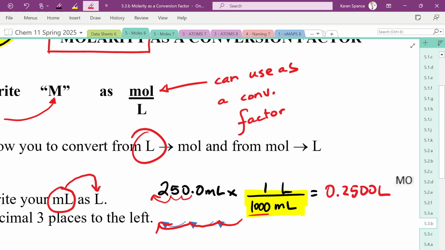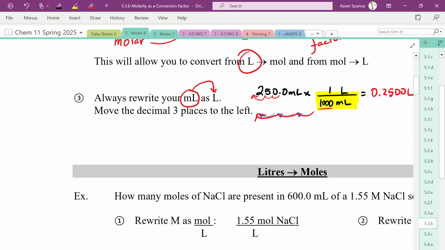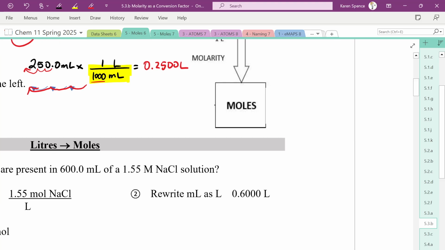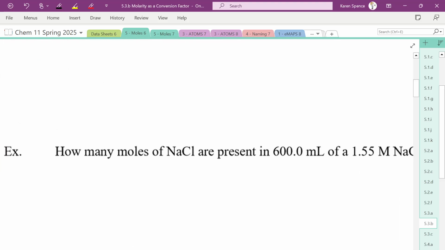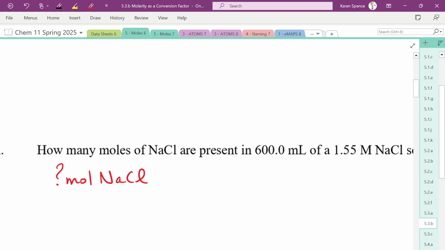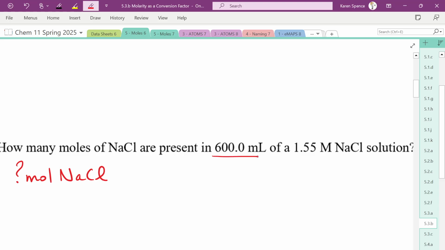So the first thing you're going to do in any question: do I have molar, capital M? Rewrite it as moles per liter. Do I have milliliters? Convert it into liters. Those are the first 2 things you do. And we have a question here. How many moles of NaCl are present in, now we have 600 milliliters.